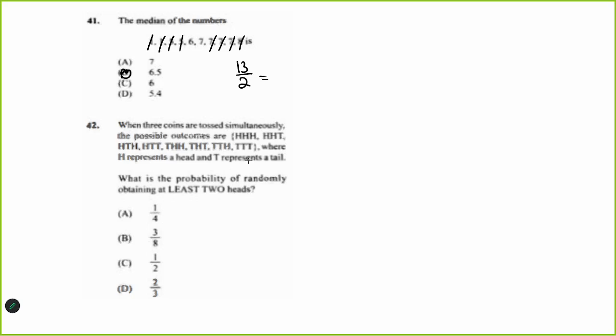What is the probability of at least 2 heads? When 3 coins are tossed simultaneously, the possibilities are head head head, head head tail, head tail head, tail head head, head tail tail, tail head tail, tail tail head, and tail tail tail. The least amount of heads they can have is 2. So it will not be this one, will not be this one, will not be this one, will not be this one. So it's 1, 2, 3, 4. 4 out of 1, 2, 3, 4, 5, 6, 7, 8. 4 out of 8. So the answer would be a half. Right? Everybody good with that one?